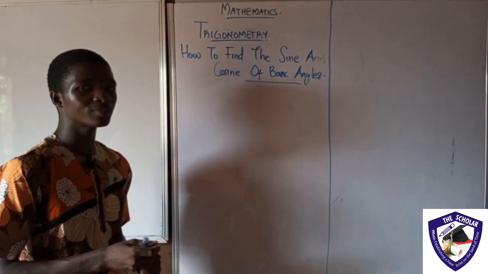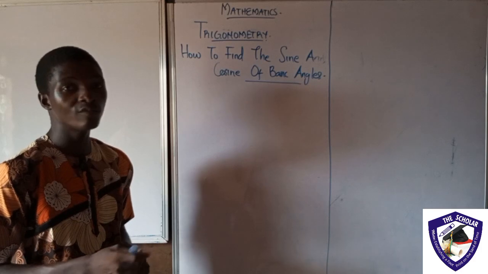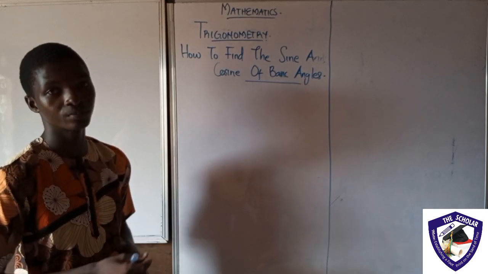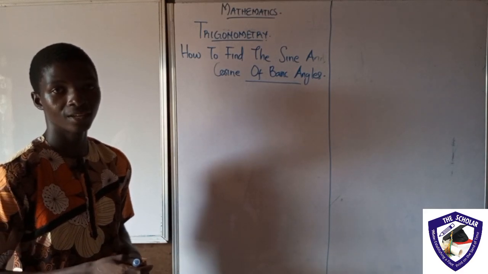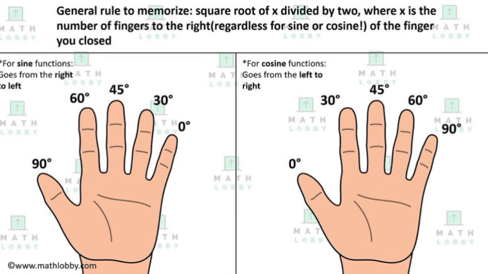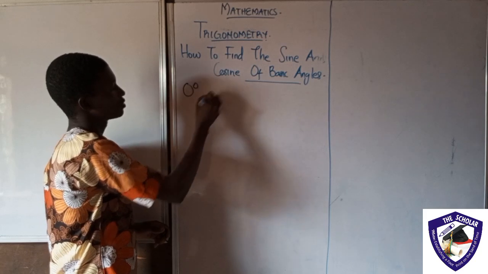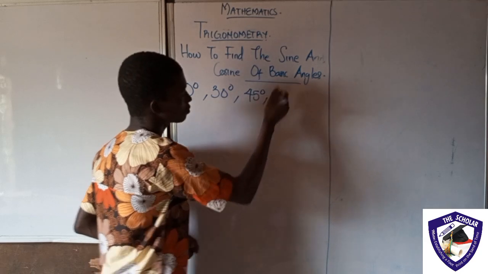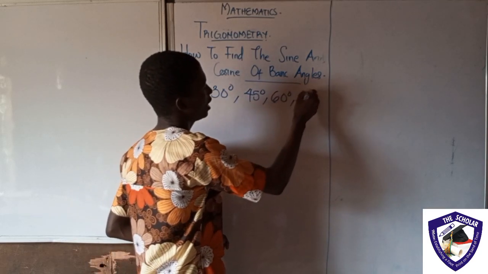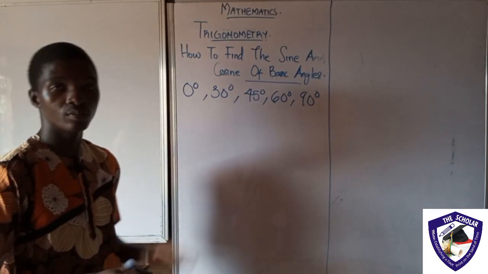But there's something I want to introduce here, which is how to find the sine and cosine of basic angles without a calculator and without proving using triangles and others like that. Now, using just our fingers. I have my basic angles here: 0 degrees, 30 degrees, 45 degrees, 60 degrees, and 90 degrees. This shortcut makes use of your hands.